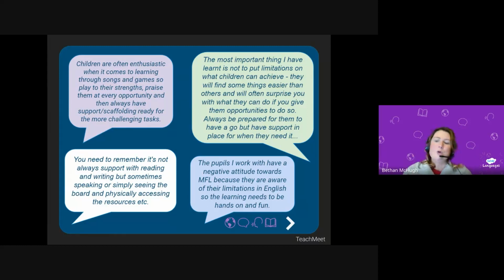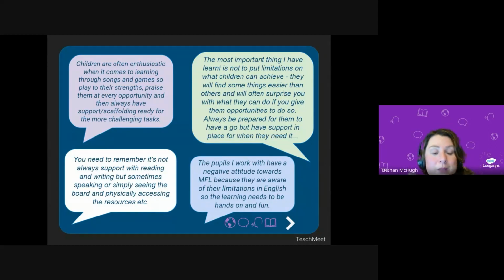Don't say, oh, you're not going to be able to do as much. Why is that the case? It's a new subject for everybody. You might be surprised. Also, remember, it's not just about reading and writing. Sometimes it can be seeing the board, physically accessing resources. So just having that in mind, which can be tricky if you're a peripatetic teacher coming in, because you have to adjust constantly to a new classroom.